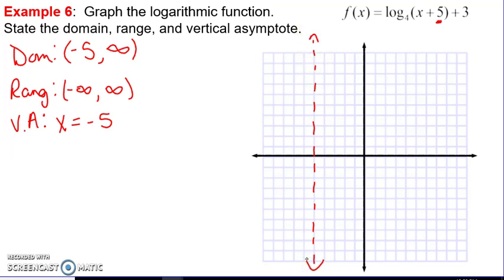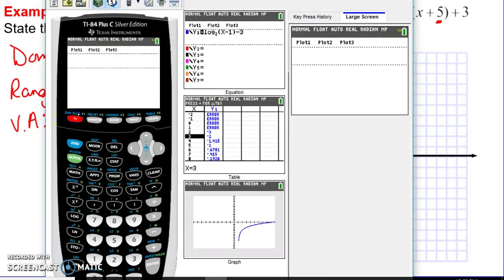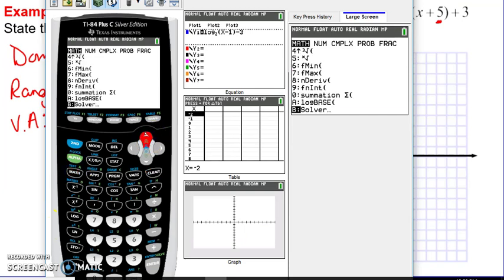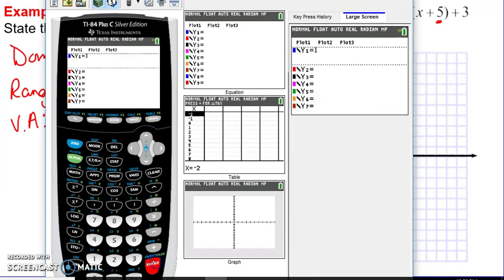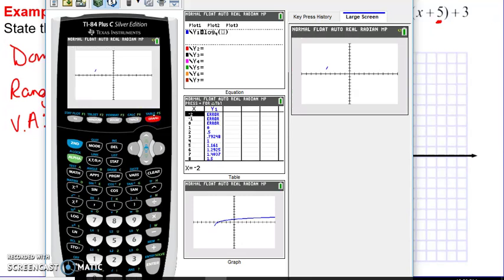So with this, I can go ahead and plug it into my calculator, which I want to hit clear or y equals and clear all of this information. To make sure I have the right input, I go to math, scroll to log base, press enter, and put in my base, which is 4. Inside the parentheses will be x plus 5. Outside the parentheses will be plus 3, and I will graph it.